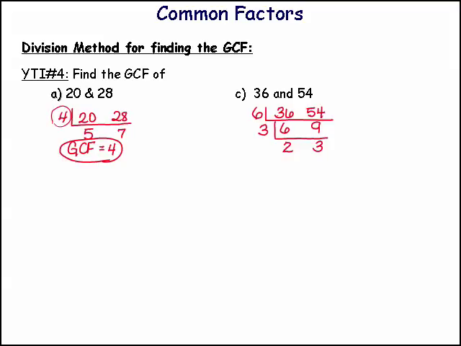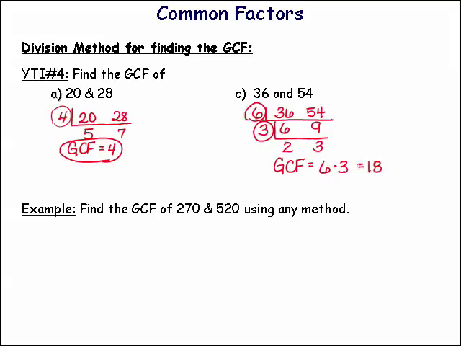Okay, so what is your GCF? Your GCF is the product of whatever sits out in front. Whatever you've pulled out of those numbers, that's the GCF. So the GCF is equal to 6 times 3, which is 18. Okay, so that's how you go about doing that. Let me circle that answer there for you.